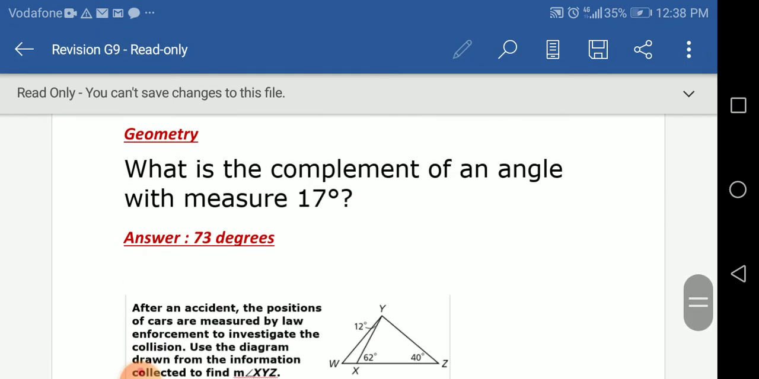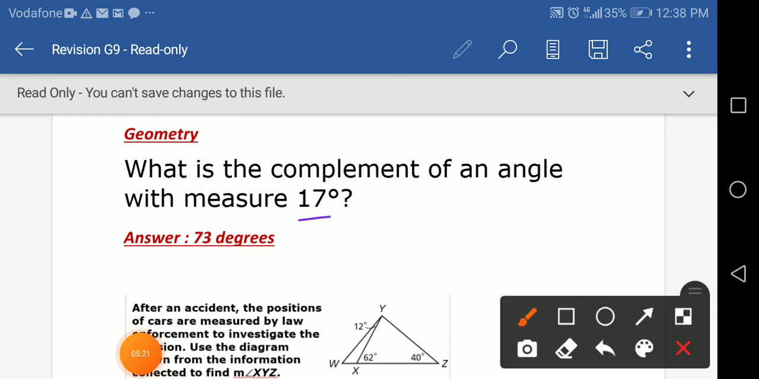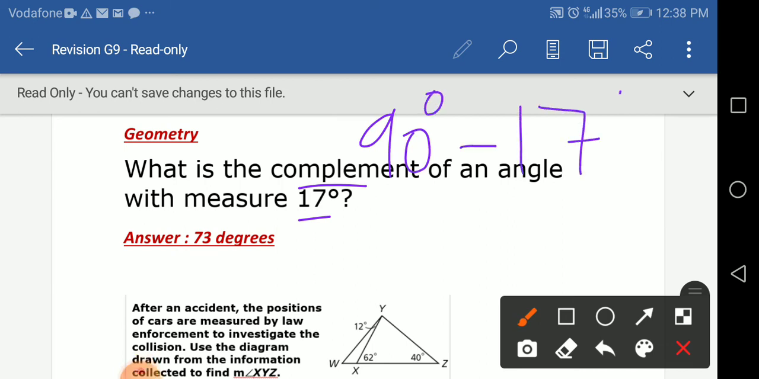Let's move to the geometry, guys. What's the complement of an angle with measure 17 degrees? Okay, complement means what? 90 degrees. So 90 degrees minus the 17 degrees gives me 73 degrees. So this is the angle which complements the angle of measure 17.